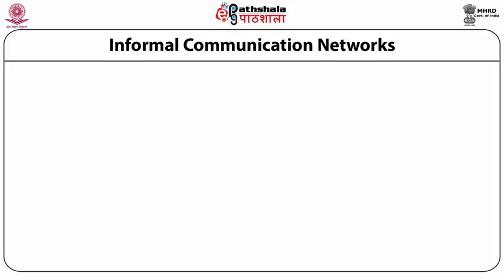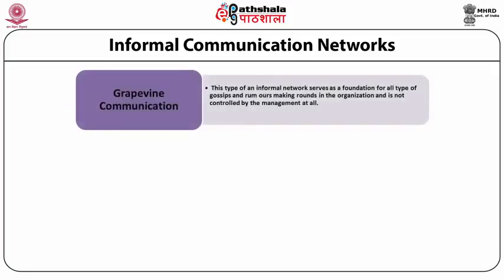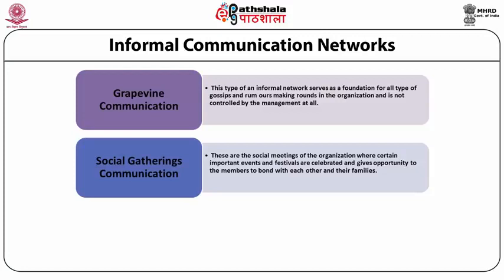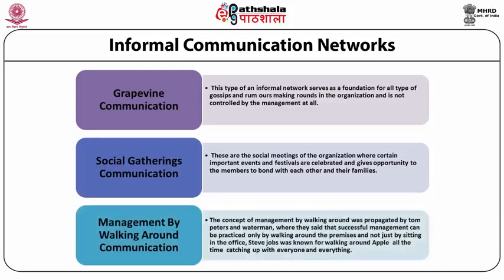Now we move on to the informal communication networks, which can take the shape of a grapevine communication, social gatherings communication, and managed by walking around. In the grapevine communication, this type of informal information communication network serves as a foundation for all types of gossips and rumors making rounds in the organizations and is not controlled by the management at all.